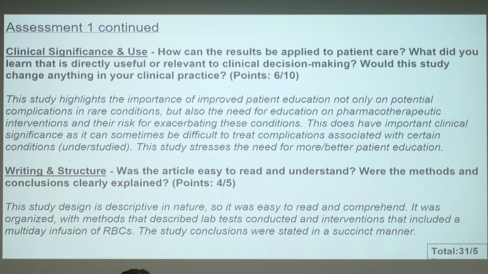Then the last comment would be about what you think about the writing and structure of the article. Was it easy to read? Were the conclusions clearly defined? I said, yeah, it was pretty easy to read and everything was stated in a succinct manner. So I gave them 4 out of 5 points, with a total of 31 out of 50 points for this article. Any questions?